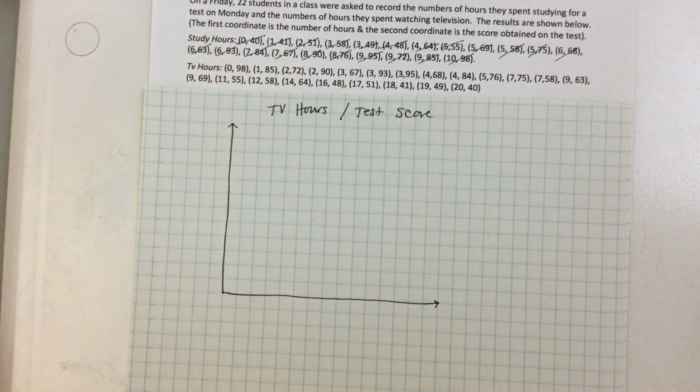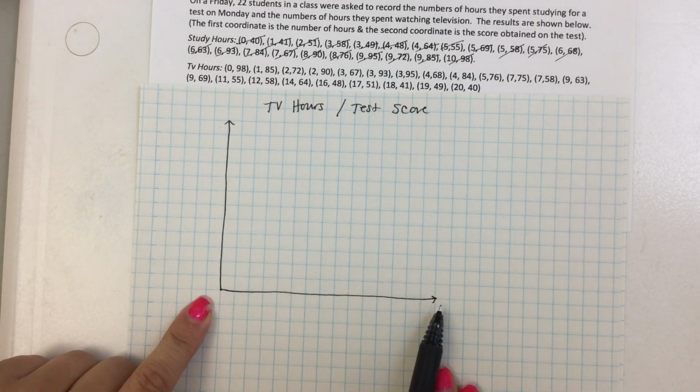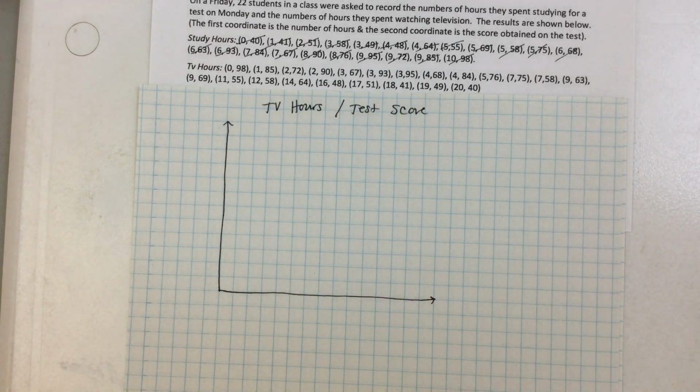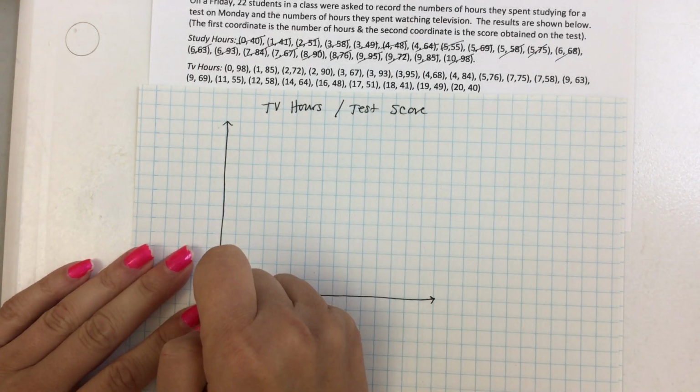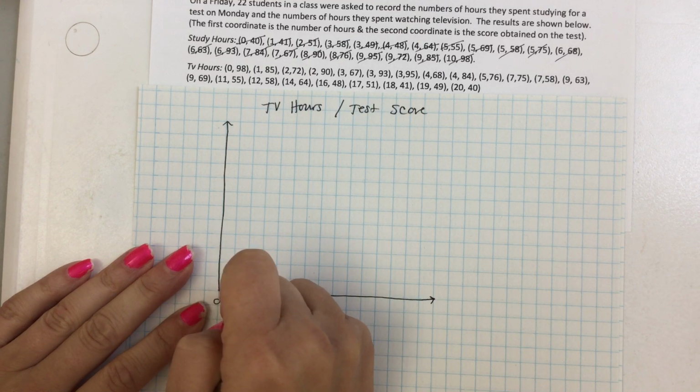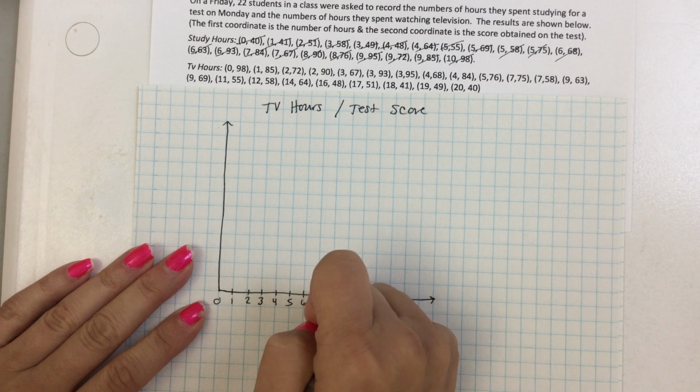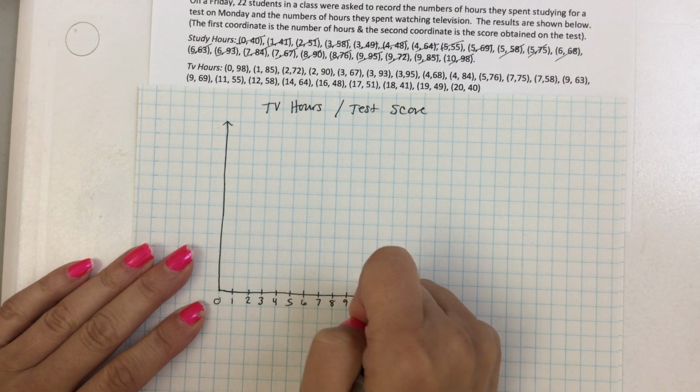If I'm looking at TV hours, that is the X value, so that's what goes side to side on my X axis. 0 is the smallest that I see. Holy smokes, somebody watched 20 hours of TV. That's nuts. Okay, so 0, 1, 2, 3, 4, 5, 6, 7, 8, 9, 10.